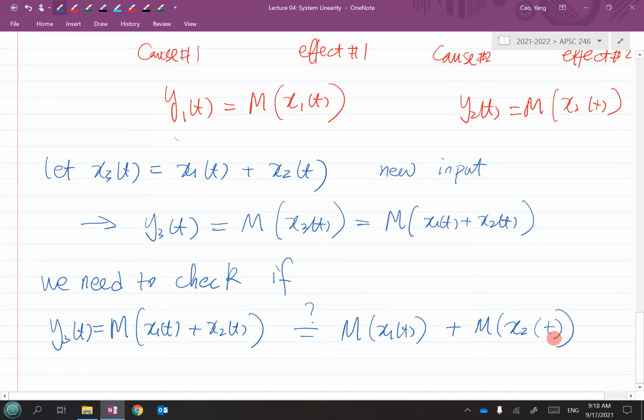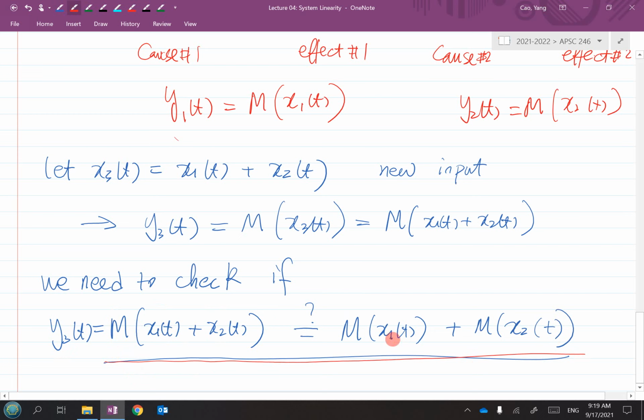So really, what we're interested in is this key expression here. Let me reiterate it and see what exactly we are looking for. First of all, you should have a clear meaning of what the left side is. The left side is your new output y3 of t, which is the operator operating on the new input, x1 plus x2. I want to see if it's equal to the addition of these two.